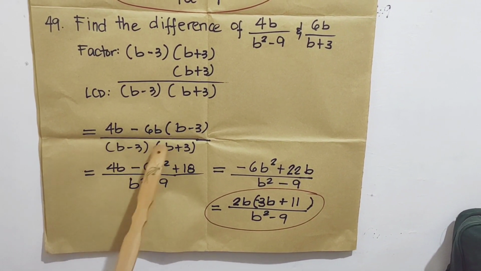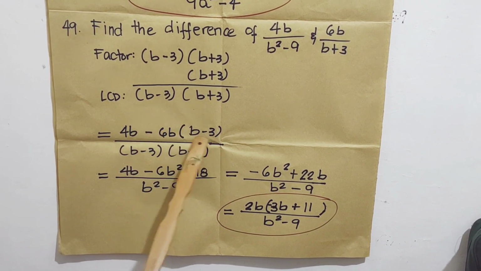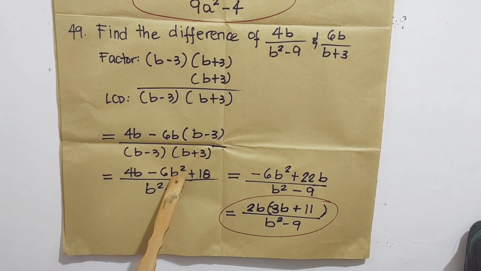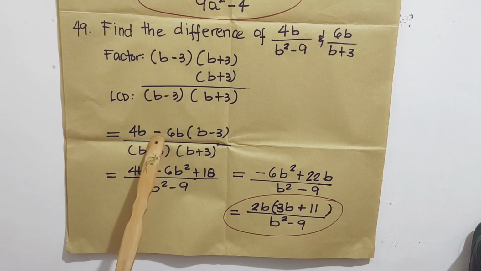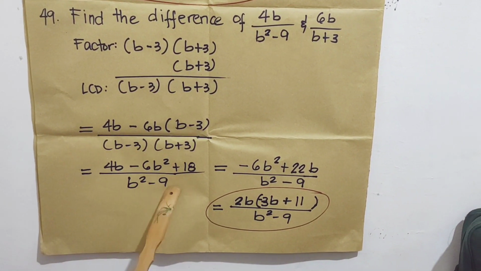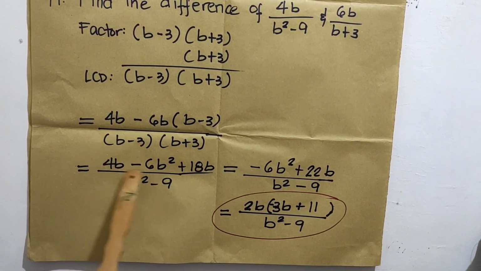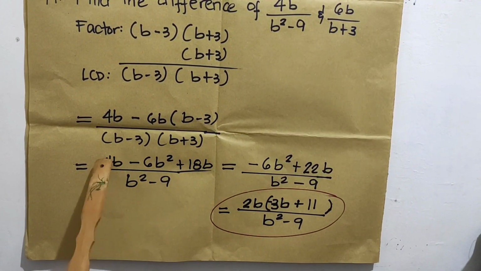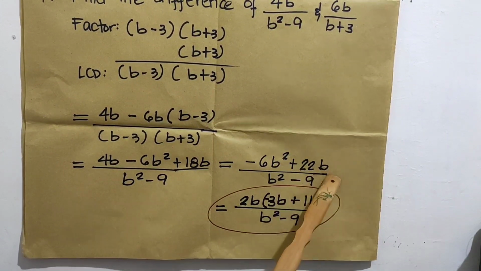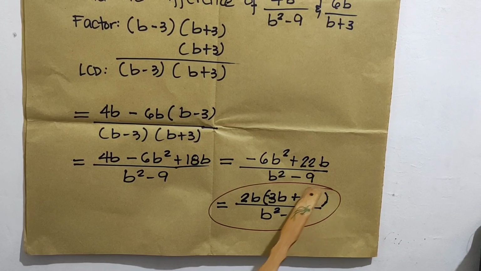Now we're going to simplify this numerator: 4b minus, we are going to multiply this, negative 6b times b. We have negative 6b squared, and negative 6b times negative 3. So we have positive 18b. Simplify again. We have negative 6b squared, then 4b plus 18b equals 22b. Copy the denominator, b squared minus 9.